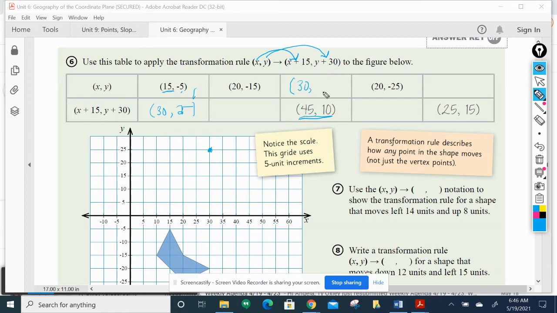Same thing with the y. What can I start with to add 30 and end up at 10? I would start at negative 20, but I could also take 10 minus 30, the opposite, since I'm moving backwards.